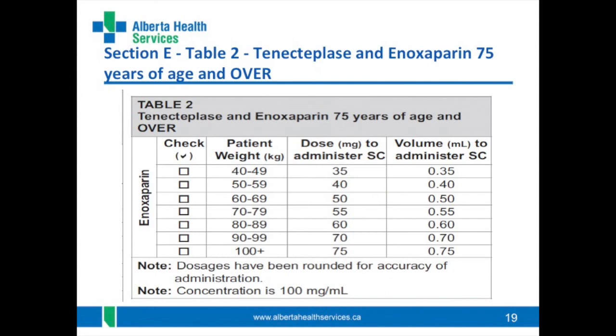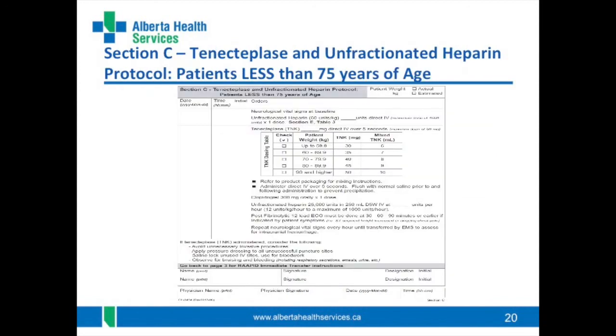So now, this is just walking through your enoxaparin dose that you would administer subcutaneously based on weight. This is one of the appendices listed in the order set. Okay, and this now is looking at TNK and unfractionated heparin in patients less than the age of 75 years. Let's go back to, for instance, our first case, the guy that was 61, but you decide to give unfractionated heparin as opposed to enoxaparin.